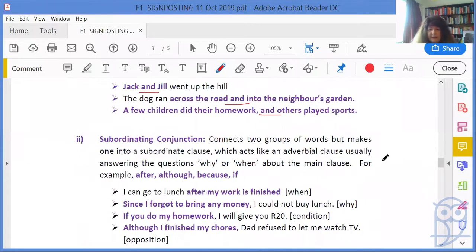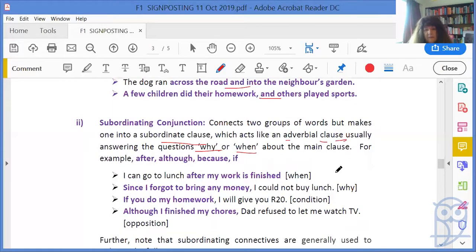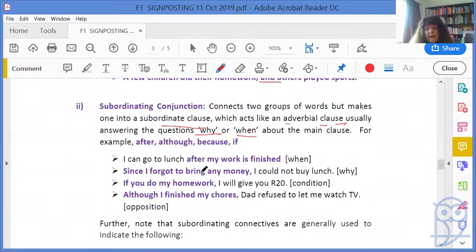What is a subordinating conjunction? It connects two groups of words, but makes one into a subordinate clause, which acts like an adverbial clause and usually answers the question why or when about the main clause, because sentences will have a main clause and a subordinate clause. For example, I can go to lunch after my work is finished. So there's your main clause, I can go to lunch, and there's your subordinate clause, which answers the question when.